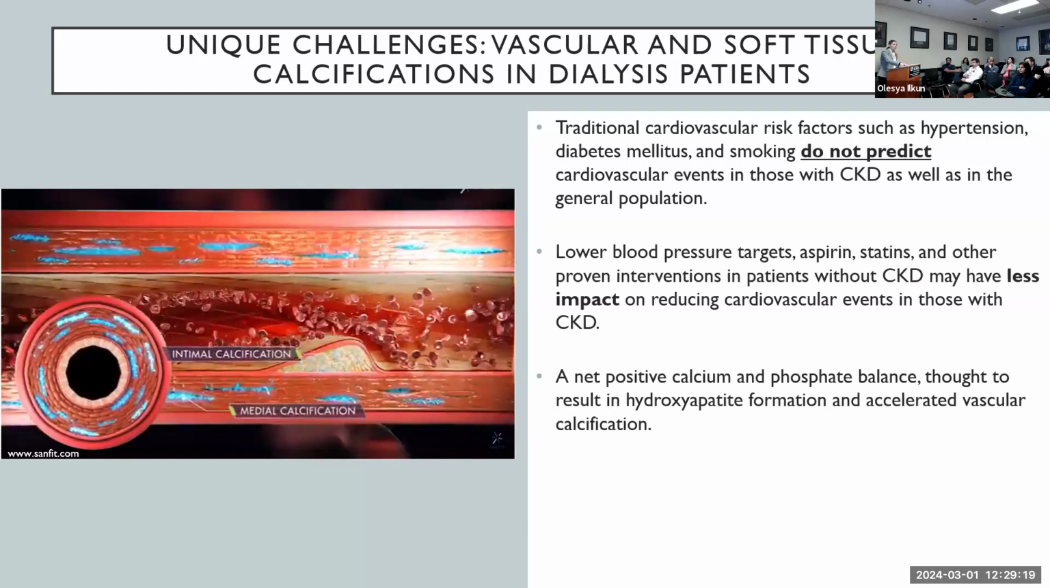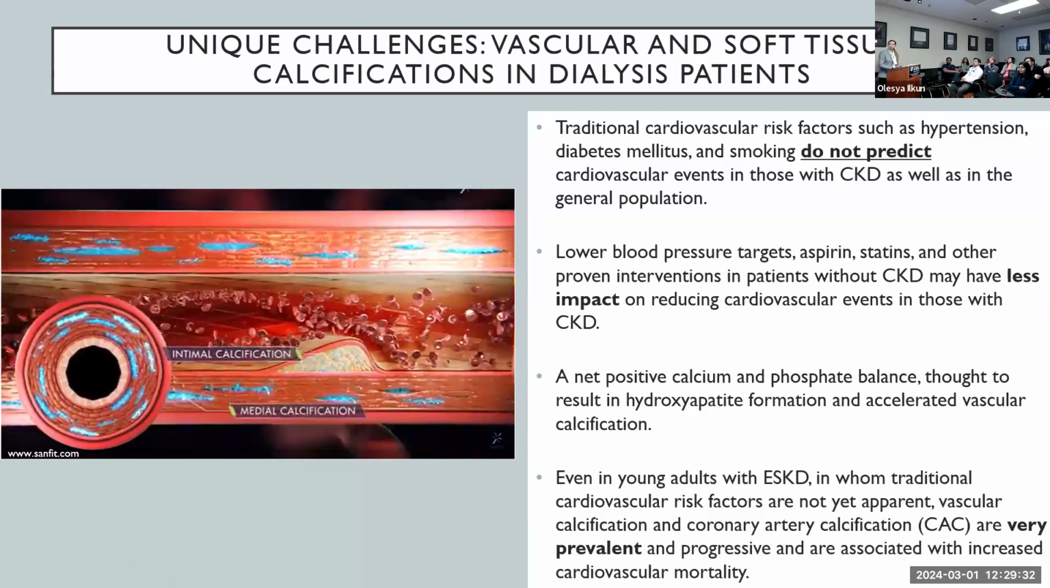But the thought is that net positive calcium and phosphate balance resulting in this calcium phosphate hydroxyapatite formation can accelerate calcium deposition in the vessels. And how do we know that? Because even in young adults with end-stage kidney disease, in whom traditional risk factors are not yet apparent, coronary and valvular calcifications are very prevalent.